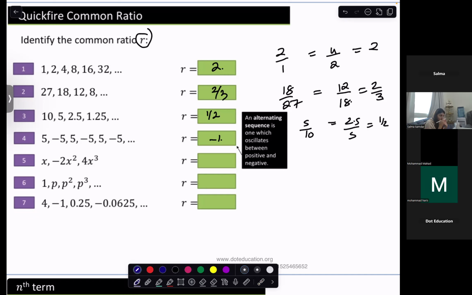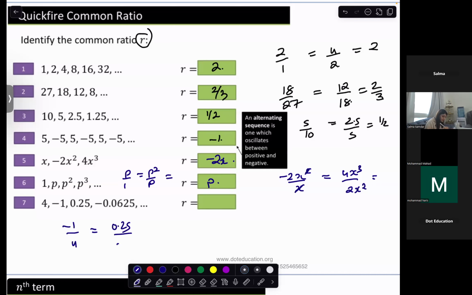Go ahead. Fifth one. It's multiplied by minus 2x. The common ratio is minus 2x. Sixth one. The common ratio is p. The last one: minus 1 by 4. Okay, fine.